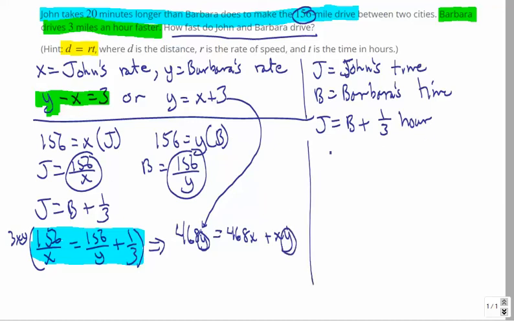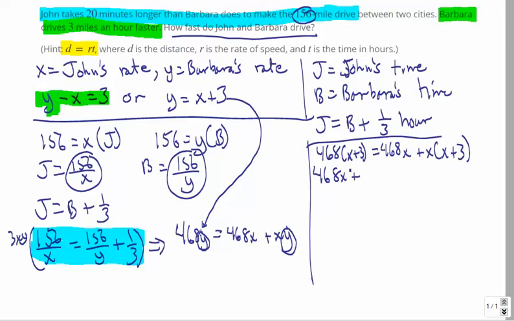So we now have, coming up here, 468 times x plus 3 equals 468 times x times x plus 3. Hey, it's a single variable equation. It looks like it's going to be a quadratic. Let's see what happens. I got 468x plus 468 times 3, which is 1,404, equals 468x plus x squared plus 3x. It's a quadratic, highest power is 2.